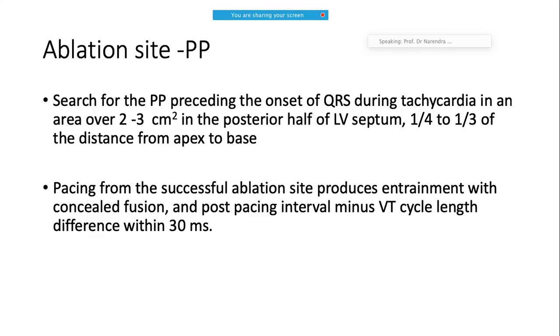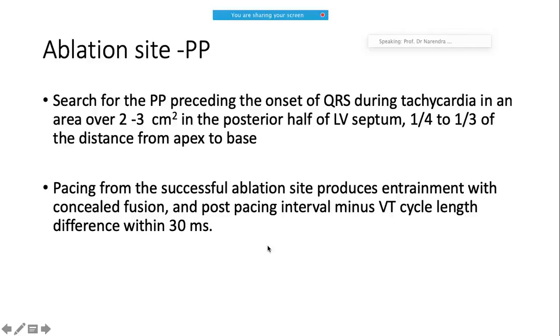So what do you do if you have already come across this? What you do is go to that area, try to do an entrainment, to confirm that you are in the circuit. Then you will start exploring the LV area. You will start searching for the Purkinje potential preceding the onset of QRS during tachycardia, in an area of about 2 to 3 cm², in the posterior half of the LV septum, in 1/3 to 1/4 of the distance from apex to base. So you have to start searching for the potentials, from the apex to the base. In that area, in the posterior half, in the lower 1/3 to 1/4, in fact the lower 25%, you can think of it like this. But in the posterior half. And you will be able to notice it only in an area of about 2 to 3 cm².